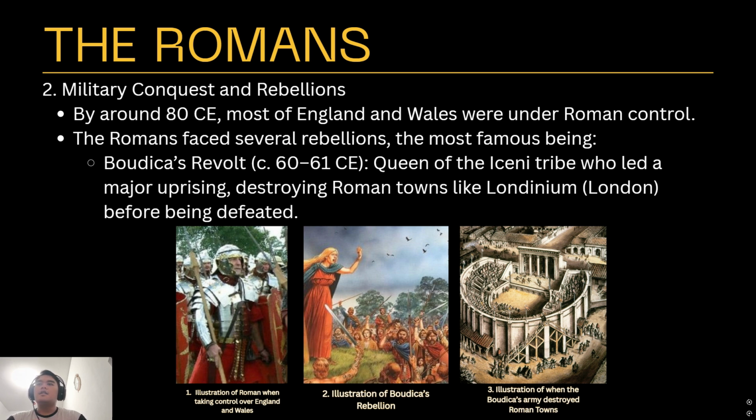The first image is an illustration of the Romans taking control over England and Wales, and the second is an illustration of Boudicca's rebellion. The woman you see here is Boudicca, the queen of the Iceni tribe. And then the third image is an illustration of when Boudicca's army destroyed the Roman towns.